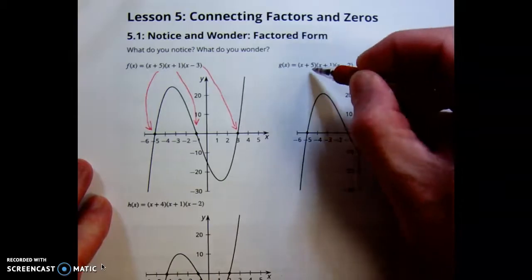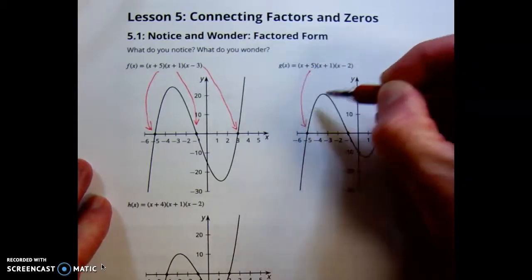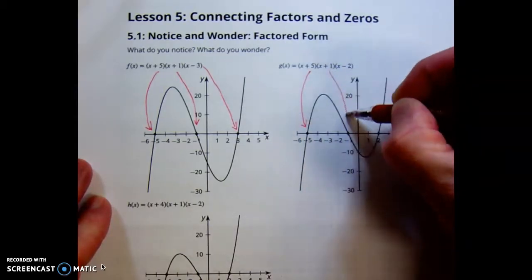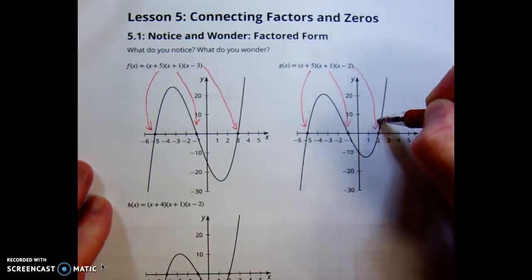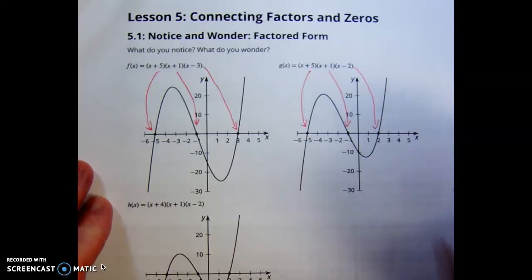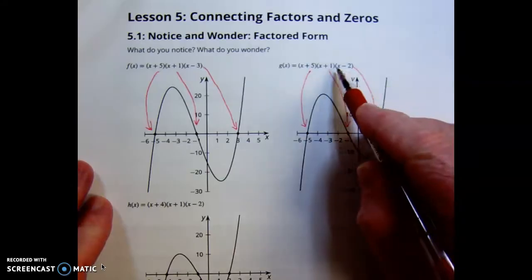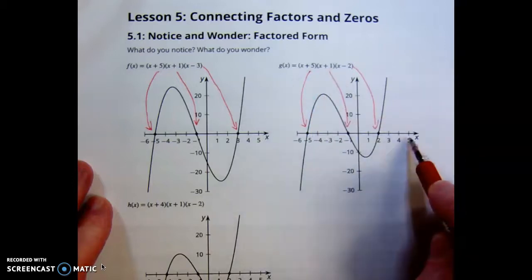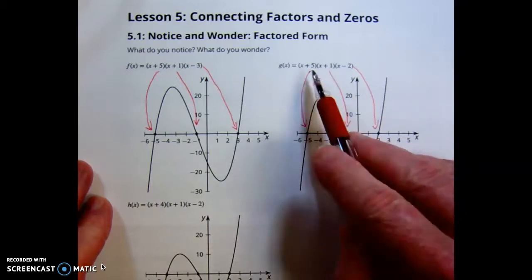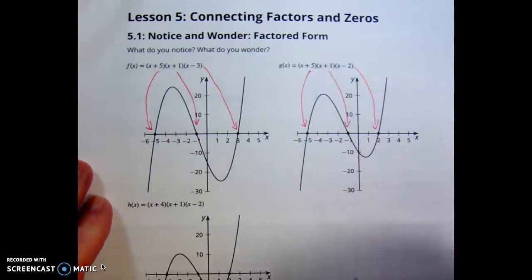Okay, compare that to this next one. X plus 5 again at negative 5, x plus 1 at negative 1, x minus 2 at positive 2. Okay, so it's the opposite. The graph crosses the x-axis at the opposite of whatever we see.